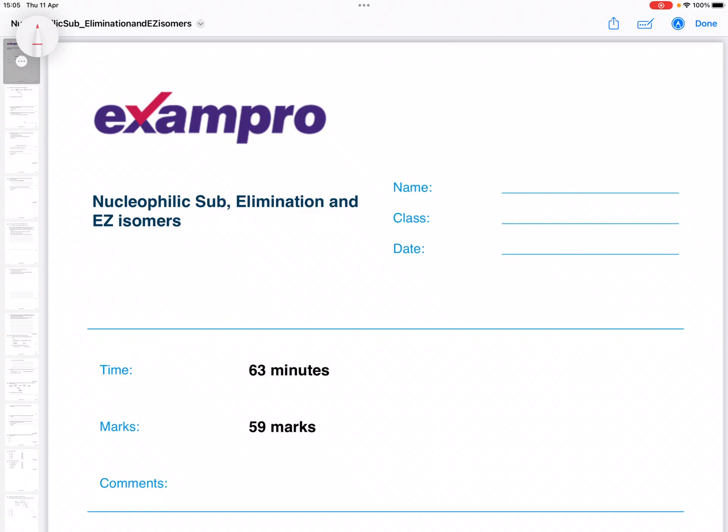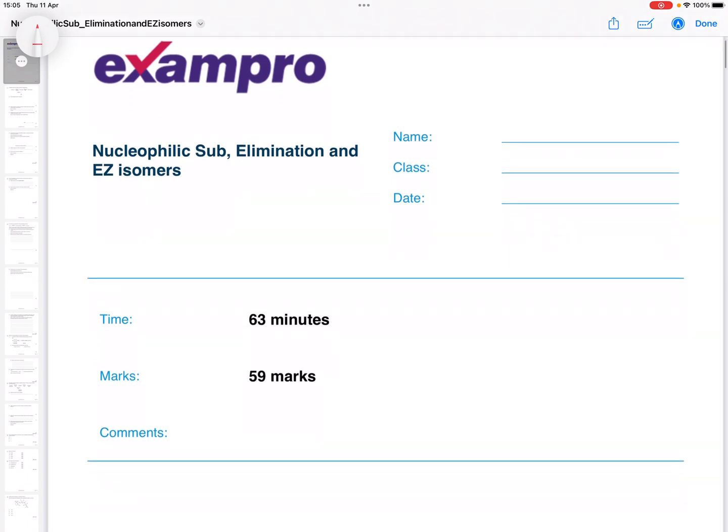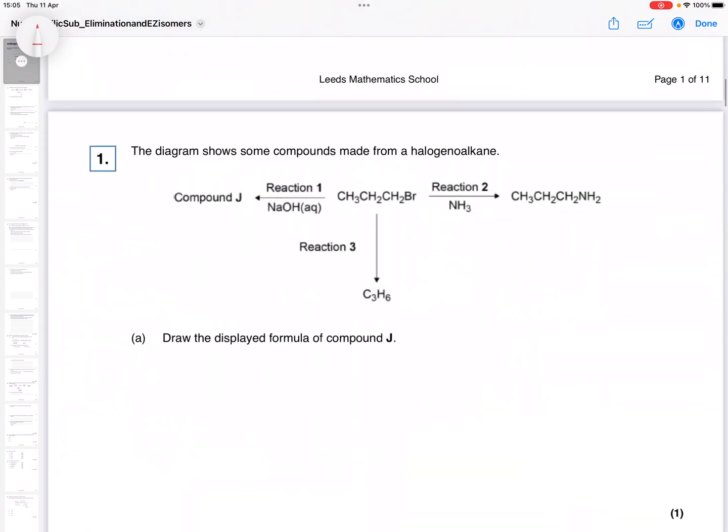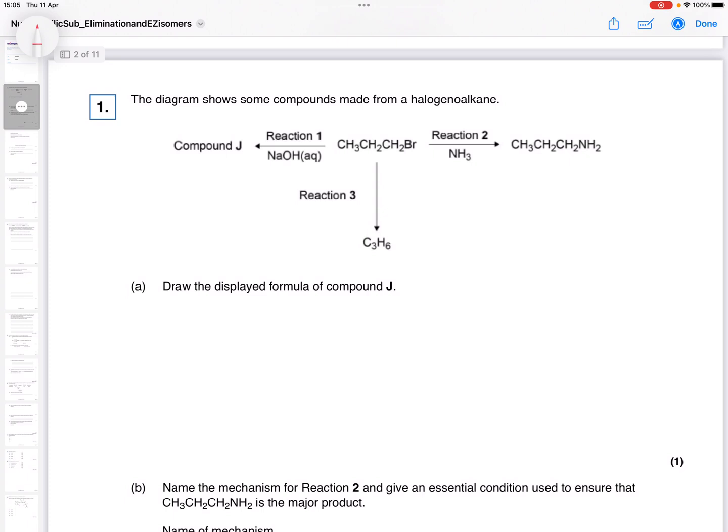Here we are going to go through the nucleophilic substitution, elimination and EZ isomers pack of questions. So in question 1, the diagram shows some compounds made from a halogenoalkane. Here's our halogenoalkane in the middle, and there are 3 reactions going off indicated. I'll just draw over those arrows in red so you can see the 3 reaction pathways. Each of them has their own reagent.